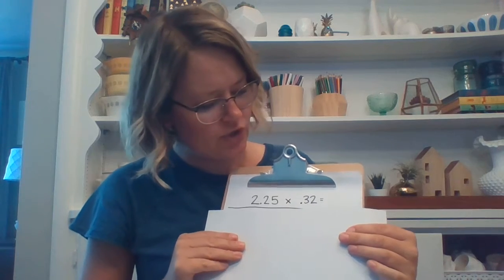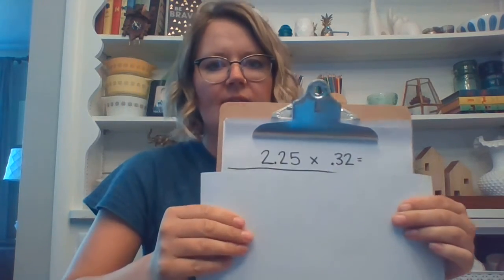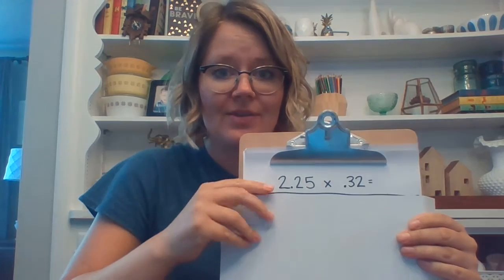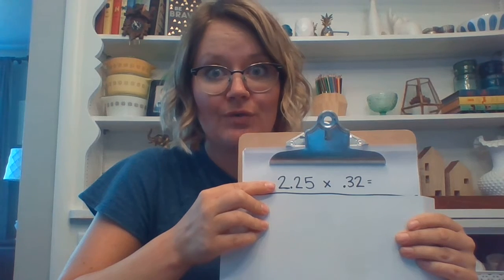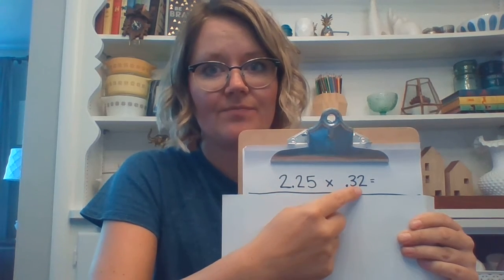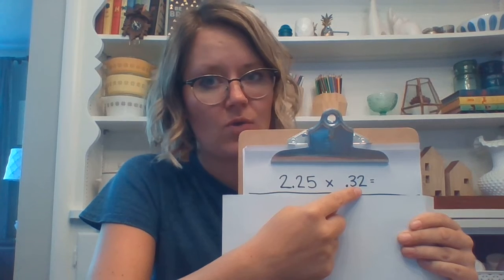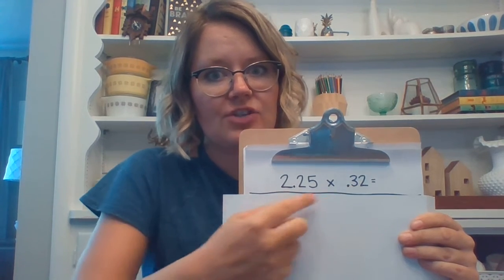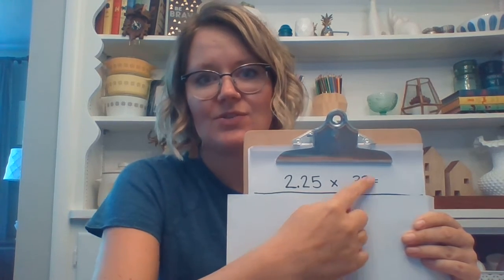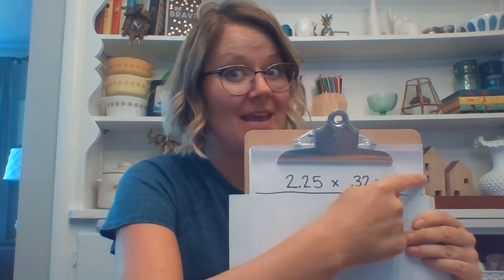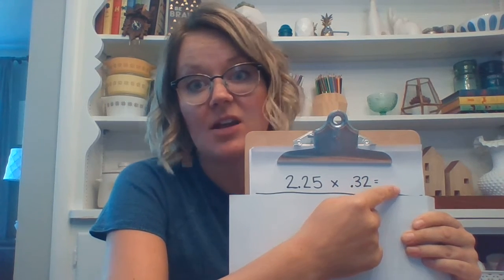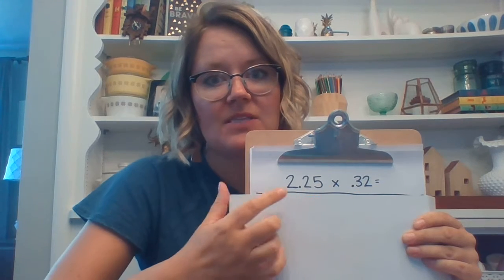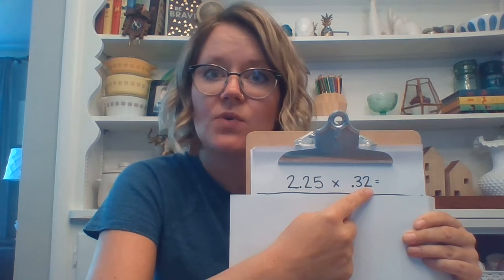So this says 2 and 25 hundredths times 32 hundredths. Now, I know that this number is a little over 2, and this number is almost a half, but not quite. So I could even just think about this as 2 times a half to get an estimate. So the answer is going to be somewhere around 1 is my guess. Okay, it's not going to be exactly 1, but it's definitely going to be smaller than 2 and 25 hundredths because we're multiplying by something less than 1. So that's my first thing.